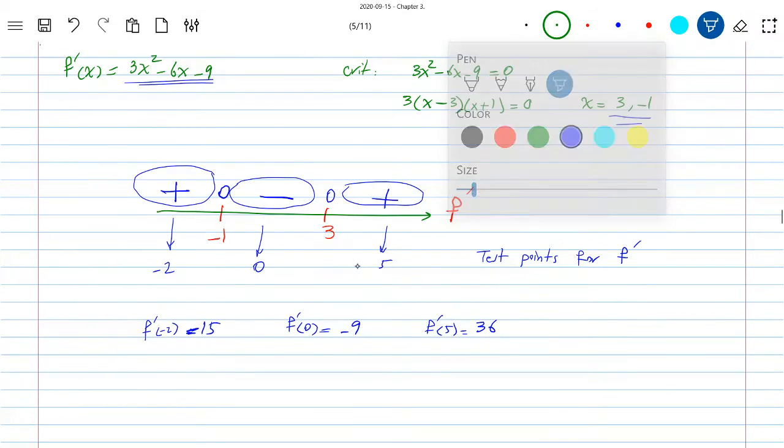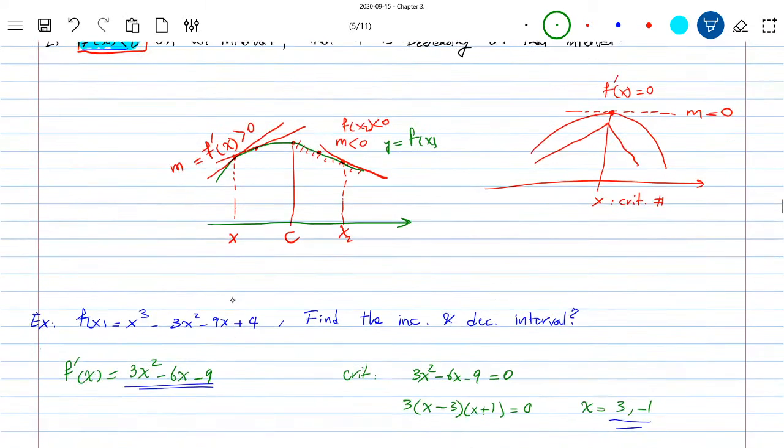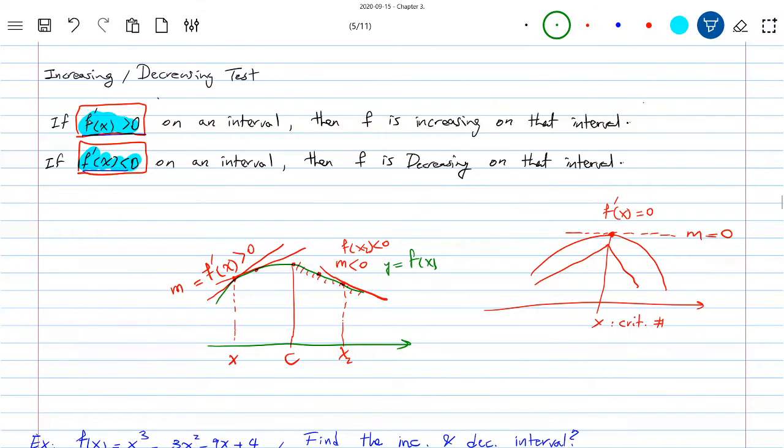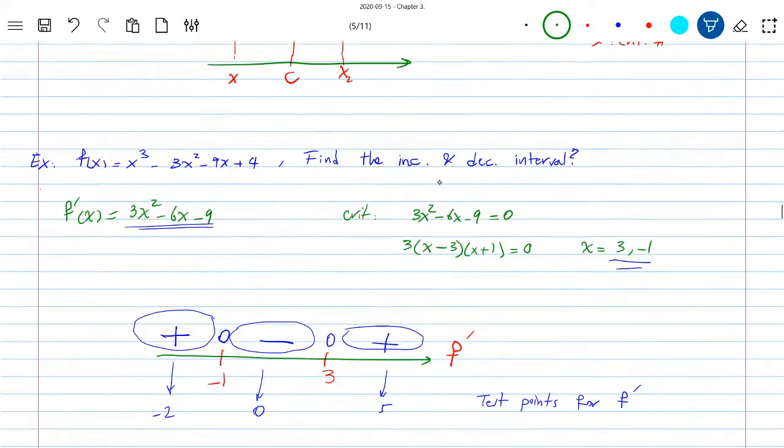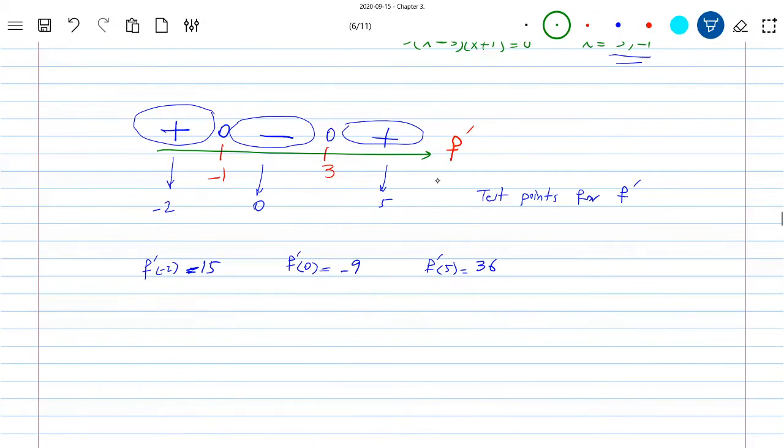And what does the derivative tell you? Through the increasing and decreasing test: if the derivative is positive, that means the function is increasing. f is increasing if the derivative is positive. If the derivative is negative, then f is decreasing. So here I found out that f prime is positive, which means the function is increasing. f prime is not increasing, the function is increasing. Here f prime is negative, the function is decreasing. And here f prime is positive, the function is increasing.